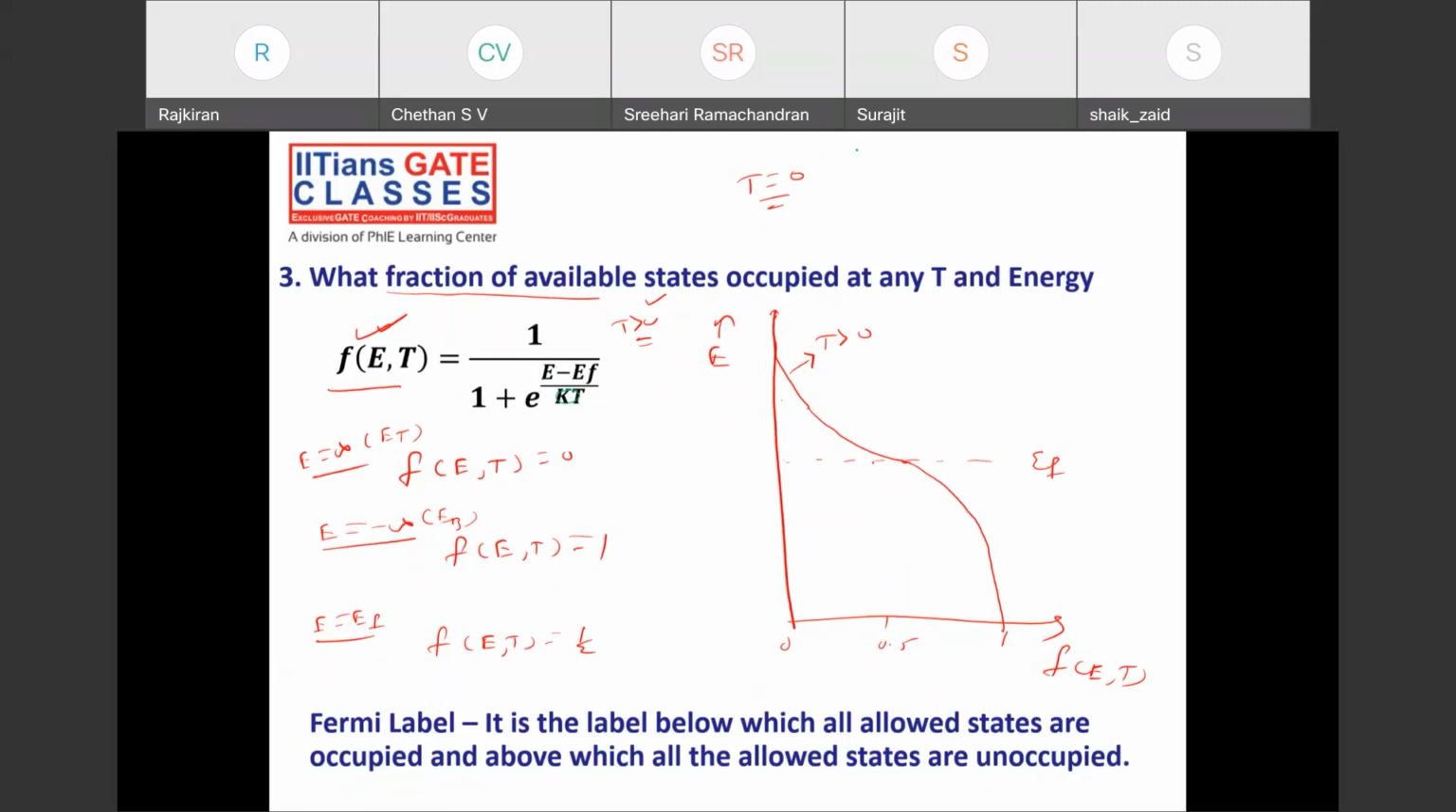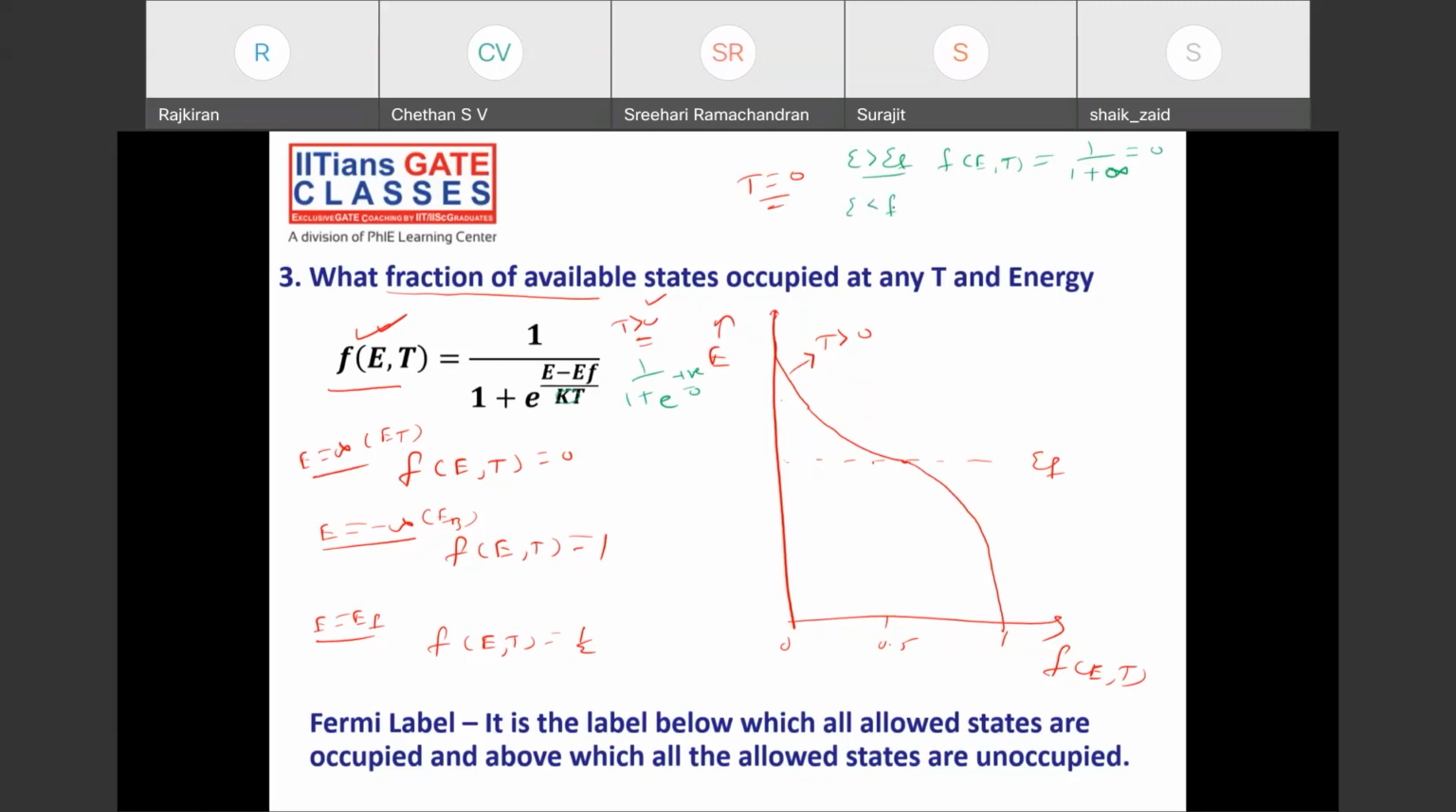See, at T greater than 0, if E is greater than EF, what will be f(E)? E greater than EF means positive, so it is positive divided by 0, which is infinity. So at T equal to 0, even if the energy is a little bit more than EF, maybe 0.00001%, it is 1 by 1 plus e to the power of some positive number divided by 0, which is 1 by 1 plus infinity, equal to 0. Is that clear?